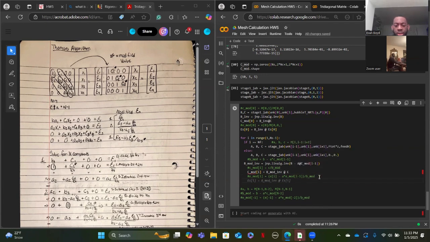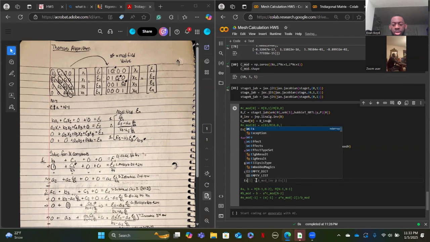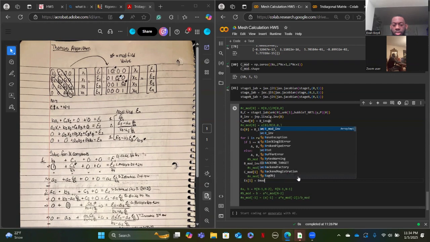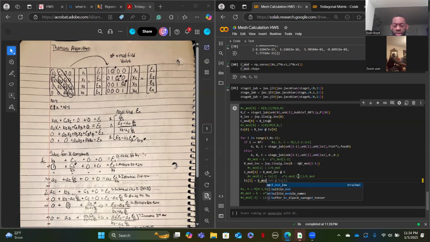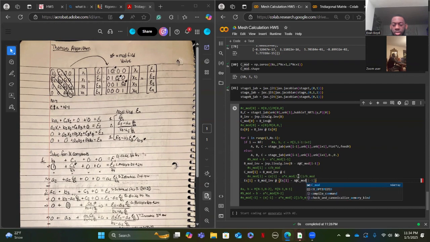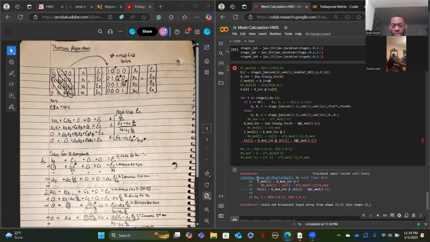And then lastly, we have our E mod. So we have our equations at respective I. And now this will be equal to, again, kind of like we did up here, our B mod inverse at, and then this will be our E's with respect to the stage, minus our A, matrix multiplication of C mod at the stage before our current stage. Okay. So this should work now.